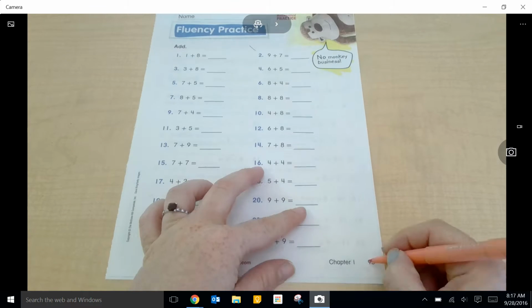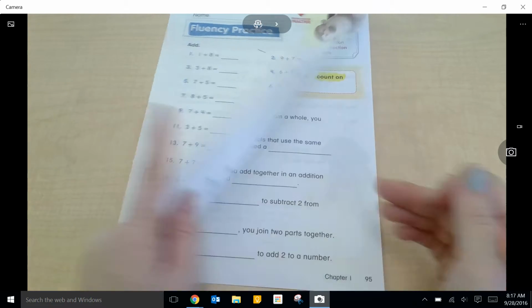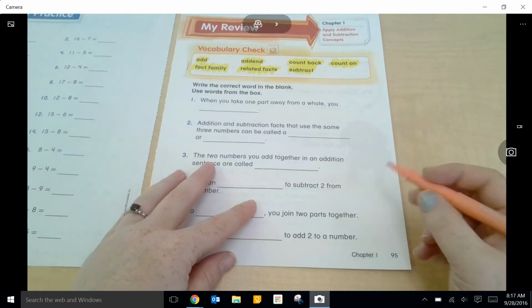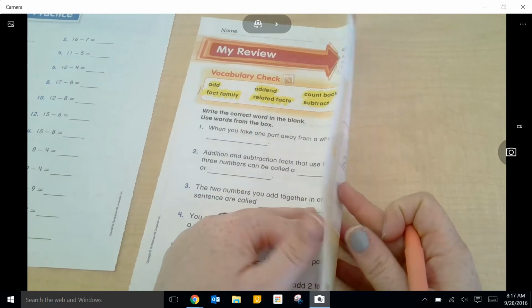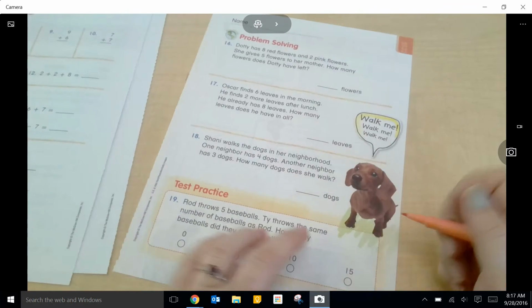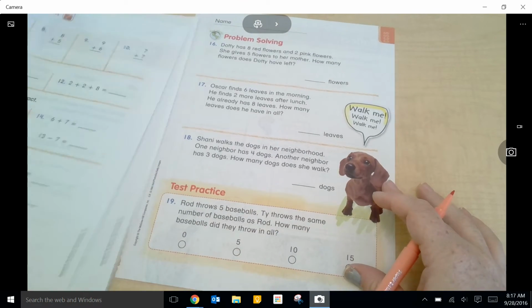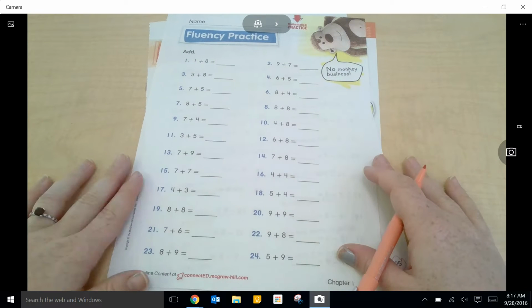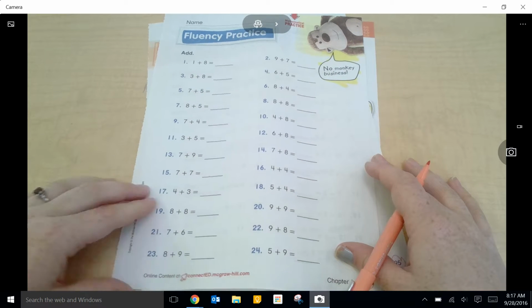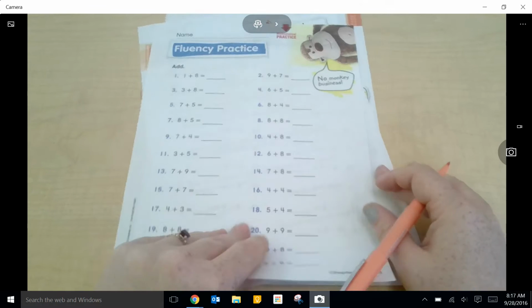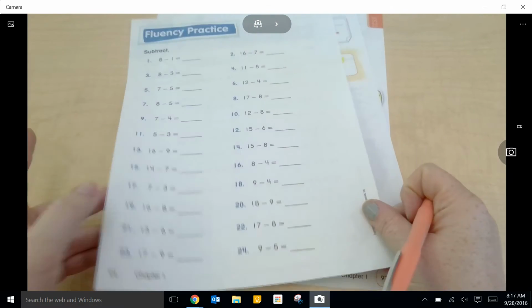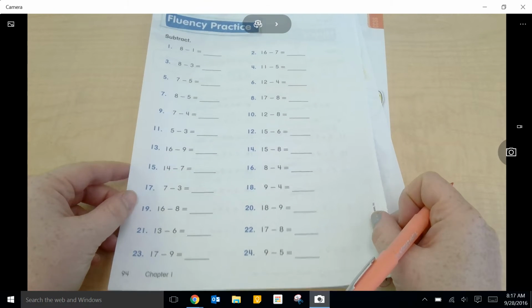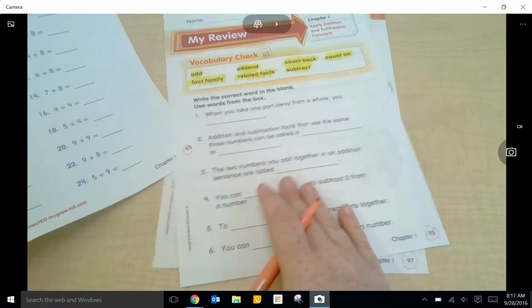You should have just taken out these pages from your math book. 93, 95, and 97. We are going to skip this page. This is what you're going to do on your own after you finish the rest of the packet. So this front page, 93, with all of the addition problems on the front, and then 94 with all the subtraction problems on the bottom. You can staple that on the bottom of your stack today.